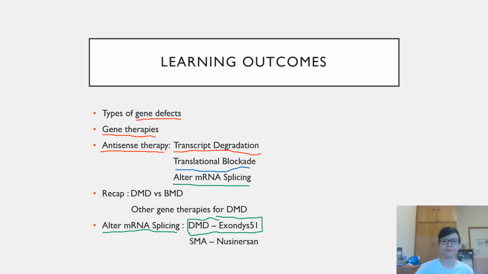Now, you'll notice that there's a little recap portion here. This section is supposed to help you to remember the difference between DMD and the less severe phenotype BMD, and Dr. Fagao covered this more in depth in his lecture. And he also briefly goes over the other gene therapies that we use for DMD. So without further ado, let's go.